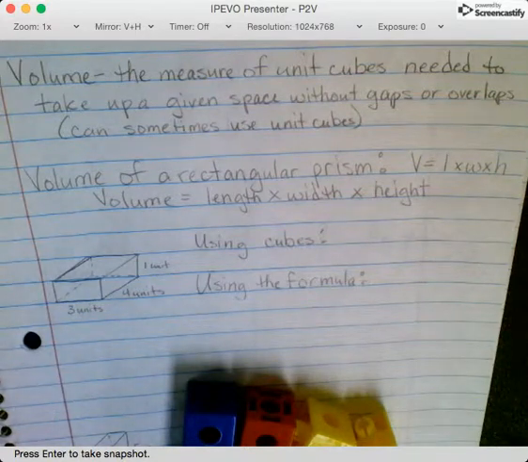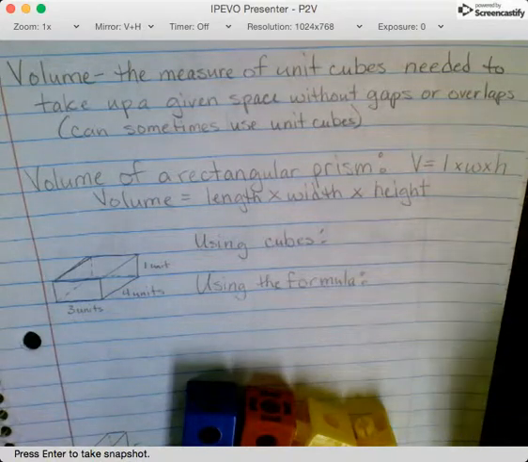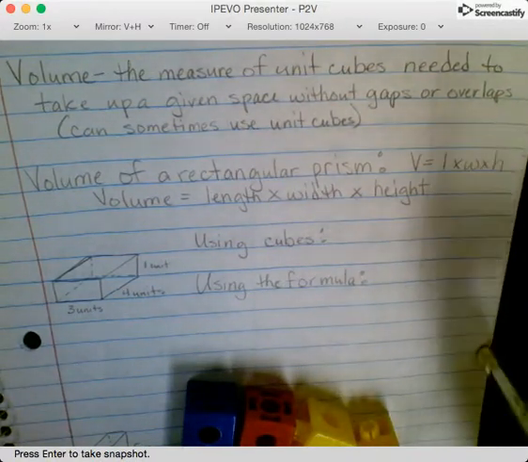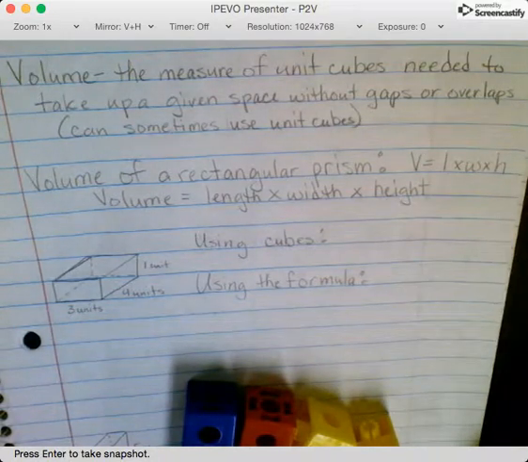Hi, this is Miss Goodale, and today I'm going to be talking about finding the volume of a rectangular prism. So first I want to talk about what volume is. The volume is the measure of unit cubes needed to take up a given space without gaps or overlaps.